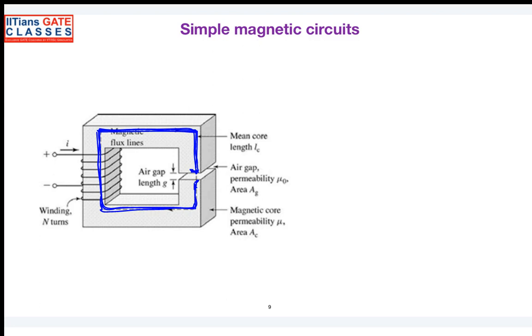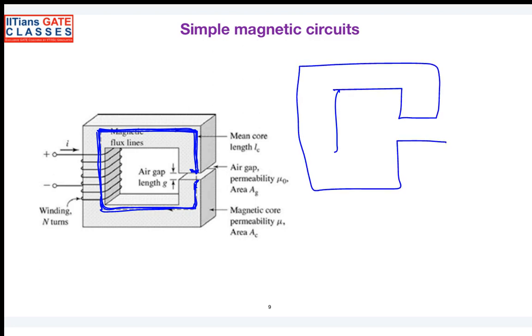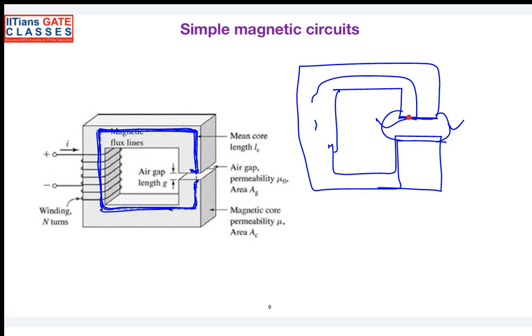Sir, AG and AC will be equal, right? But what will happen, let me write here differently. Whatever flux is coming out here is going to bend. That is called the fringing effect. At that time the flux may not be confined to the same cross-sectional area. The flux can expand on this side and this side, so the area in which the flux is contained may be slightly different.